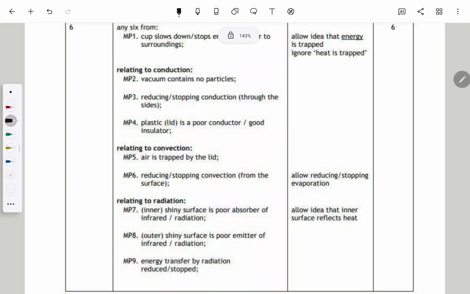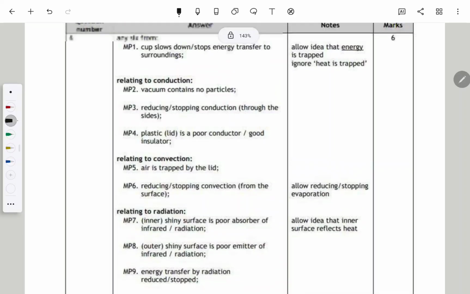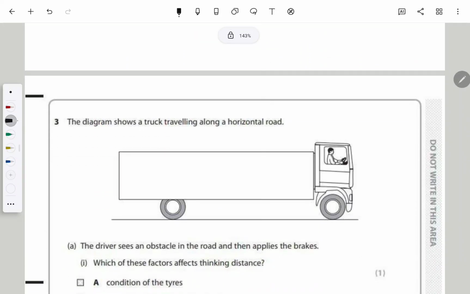But again, you just need to think about the 3 methods of transferring heat energy and just say how the cup counters them, okay? It gives you many options to write them, saying that, okay, allow that it stops evaporation, which is the smoke going out. Allow that the inner surface reflects heat because it's shiny. Out of these and the allowed parts, you have at least 10 ways of answering the question, okay?